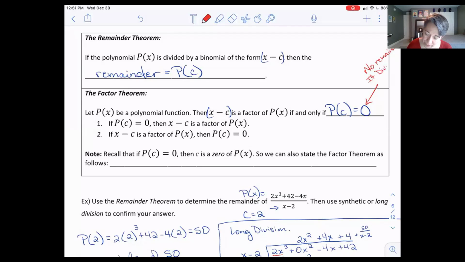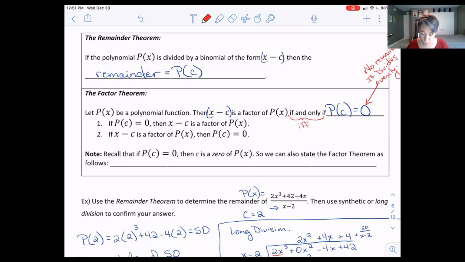It divides evenly. And also, this term if and only if can be written as IFF in shorthand. You might see that later on in calculus as well. And it just means it works both ways. If x minus c is a factor of p of x, then we know the remainder is 0. Also, if we plug it in and we get a remainder of 0, then we know that it's a factor. Okay. So that's the part 1 and the part 2.